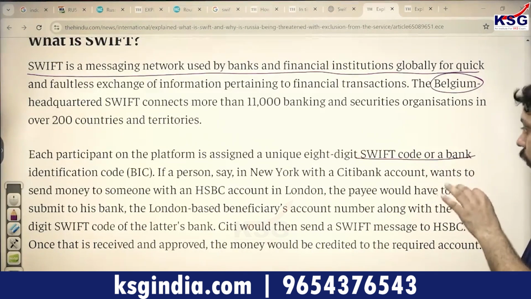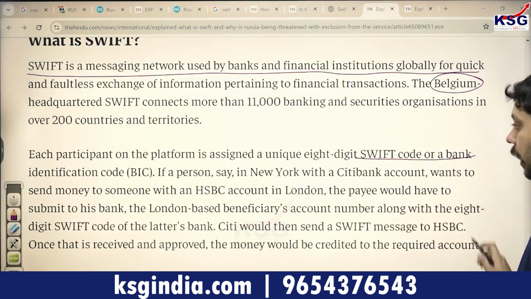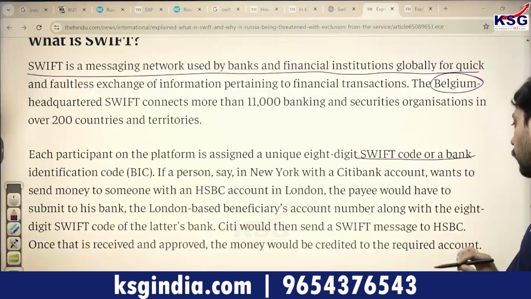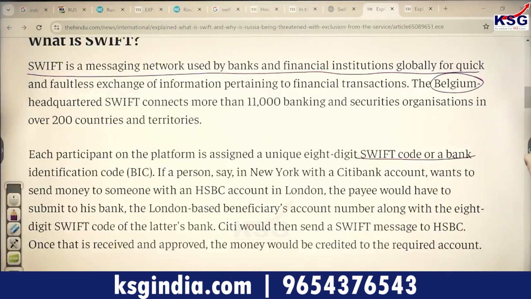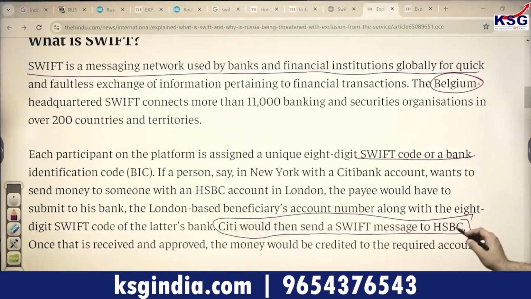If a person, say in New York with a Citibank account, wants to send money to someone with an HSBC account in London, the payee would have to submit to his bank the London-based beneficiary's account number along with the 8-digit SWIFT code of the latter's bank. Citi would then send a SWIFT message to the HSBC. Once that message is received and approved, the money would be credited to the required account.